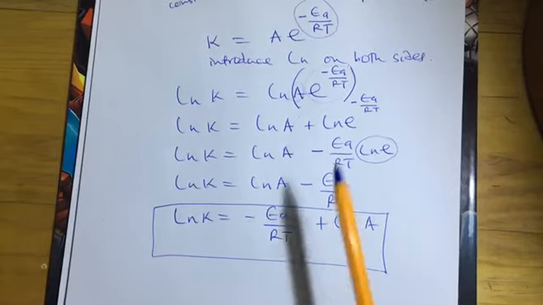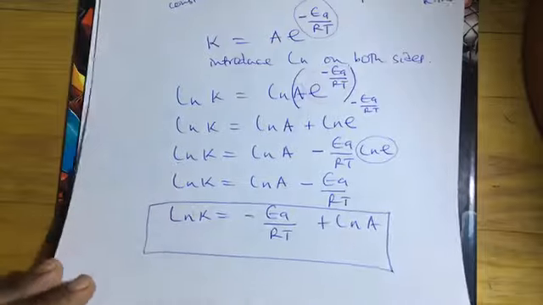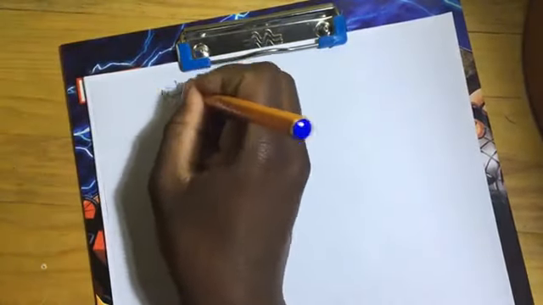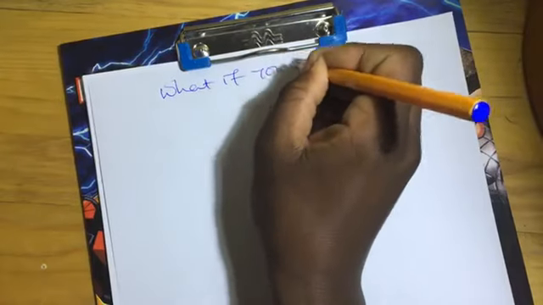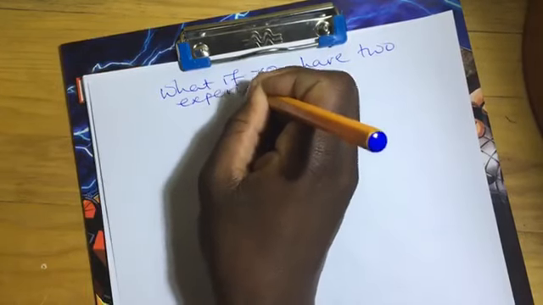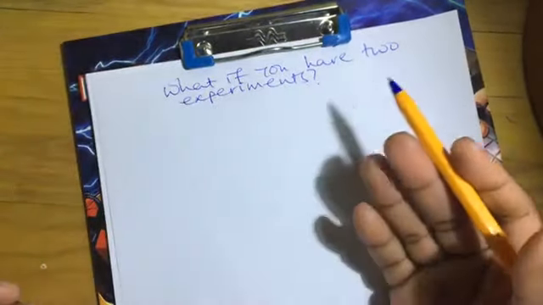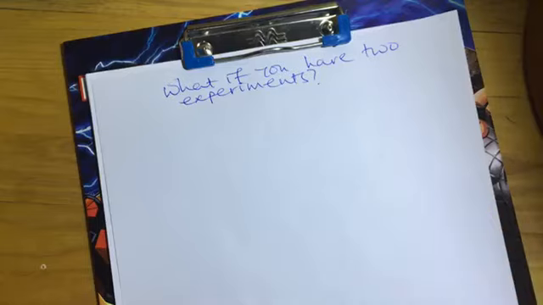Now, the applications of these for your syllabus are very, very low. The application of the Arrhenius equation comes in when you are trying to compare two experiments. So what if you have two experiments? It's the same reaction, but you do it under different conditions.